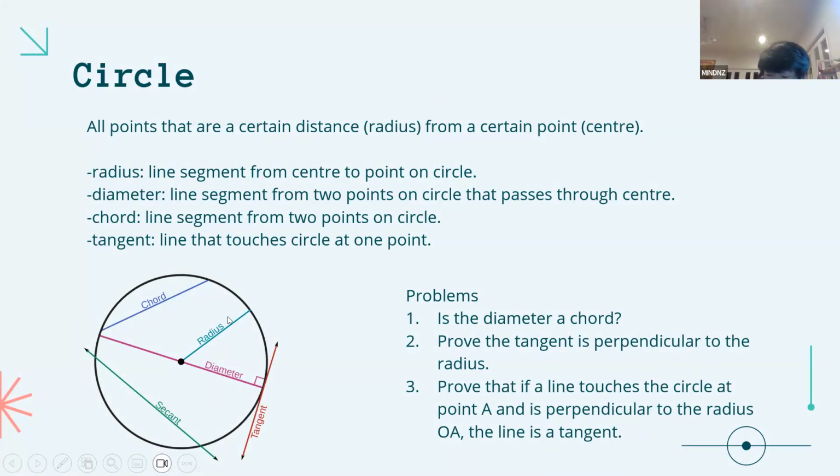So at the bottom left, you can see an image of a circle with a chord, radius, diameter, and other stuff. The definition of a circle is a set of points that are a specific distance from a specific point. That point is the center, and the distance is the radius. As you can see, the radius is a line segment from center to a point on the circle. The diameter is a segment from 2 points on the circle that passes through the center. A chord is just any segment from 2 points on the circle. And a tangent is a line that touches the circle at one point.